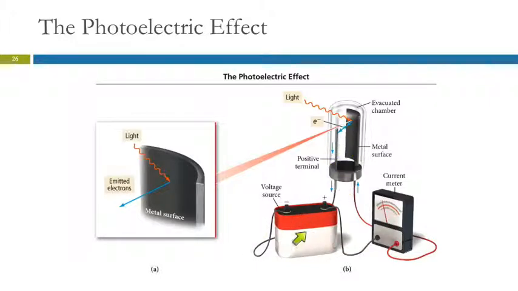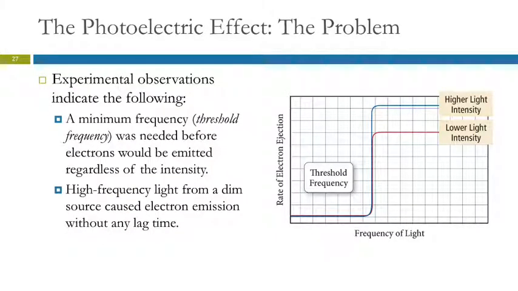You've got a voltage source, there's a positive terminal here, and you've got a negative charge on the metal surface, so that when an electron is released, it's repelled by the metal surface, it's attracted to this positive terminal, and we're going to measure the current. Current flow is the flow of electrons. So here is the sort of data that you get from an experiment like this.